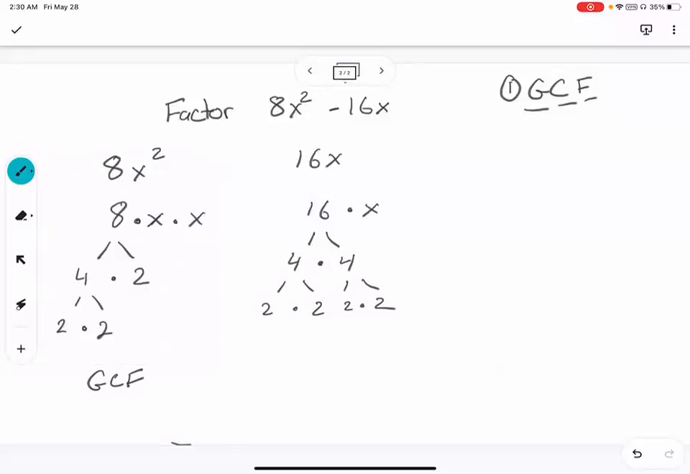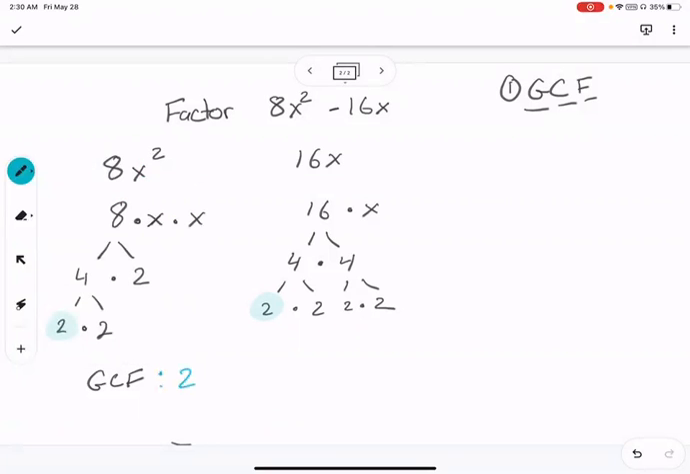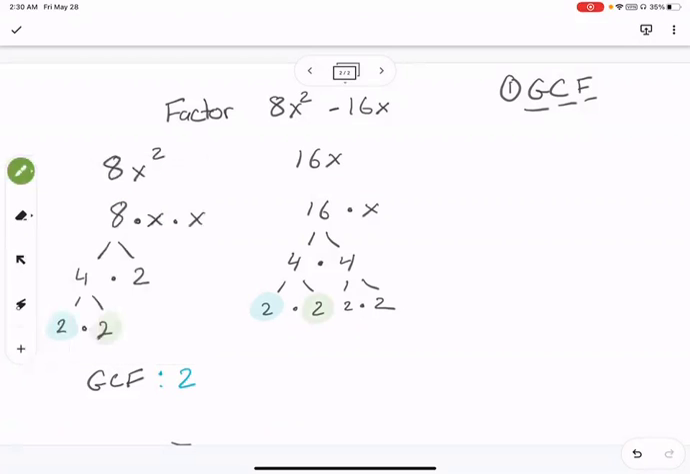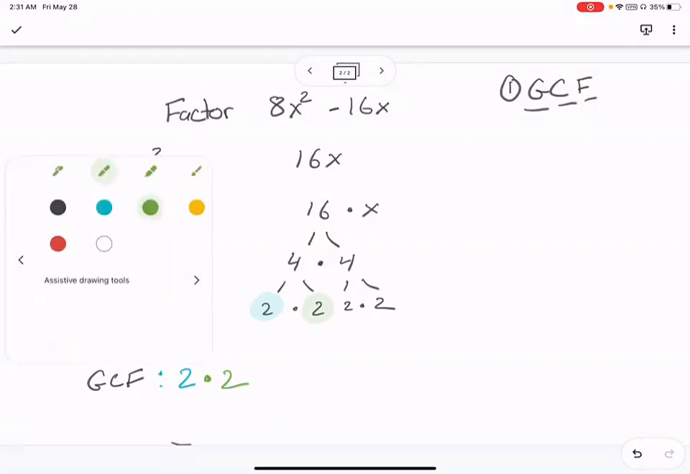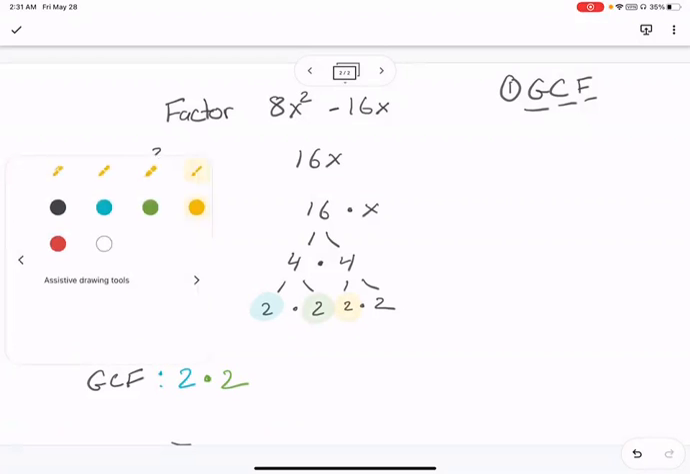So first, I see we have a 2 here and a 2 here. Those are both prime numbers, so I can use that. So we have the first 2. I see we also have a 2 here and a 2 here. It's another pair of prime numbers that match. So we're going to multiply that with another 2. And I see that we also have a 2 here and a 2 here. Those are another pair. So we're also going to multiply this with 2.